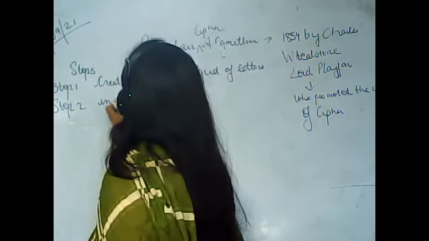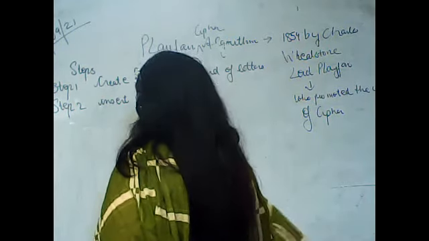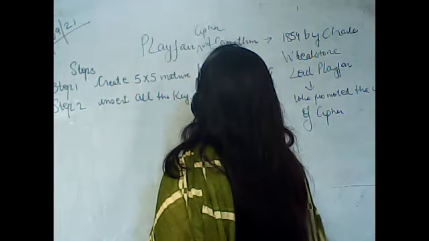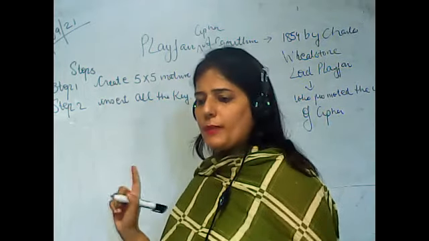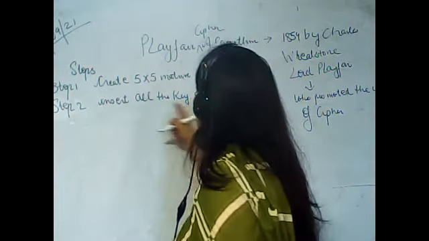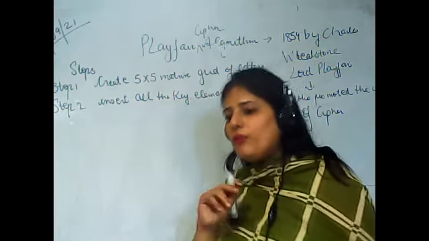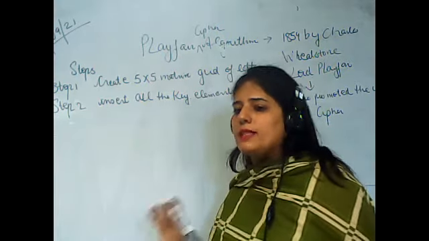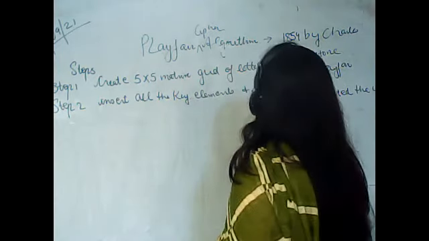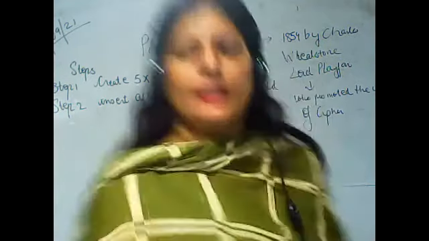We need to insert all the key elements. As you know, we require this key to encrypt that particular message. So we will fill the matrix by inserting all the key elements. All the alphabets present in your key, we will first start inserting in the matrix, and after that we will add the remaining letters.